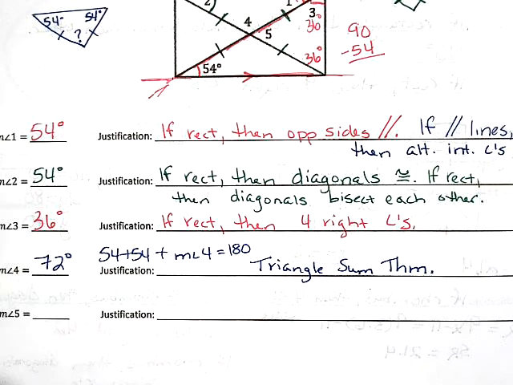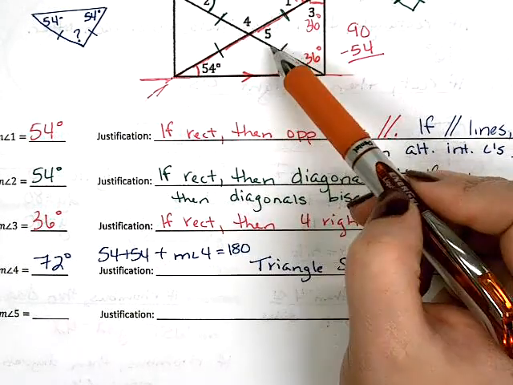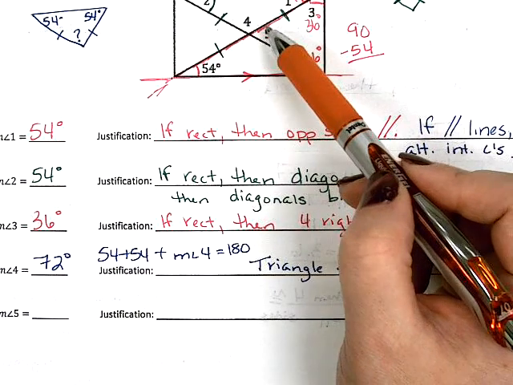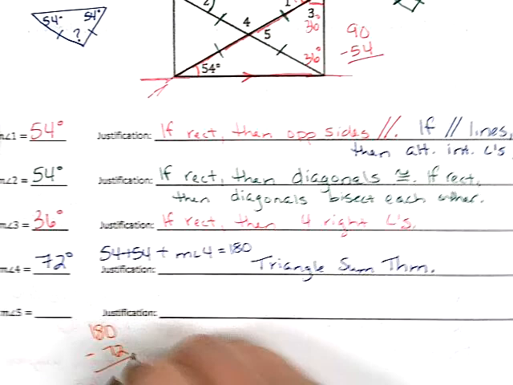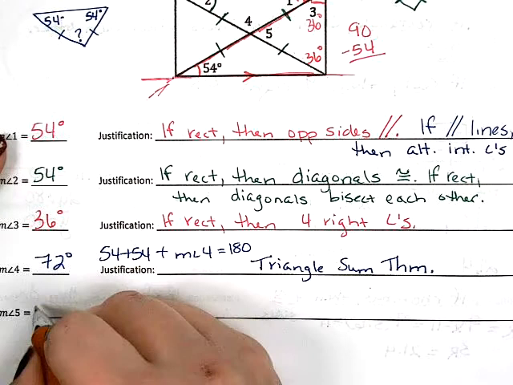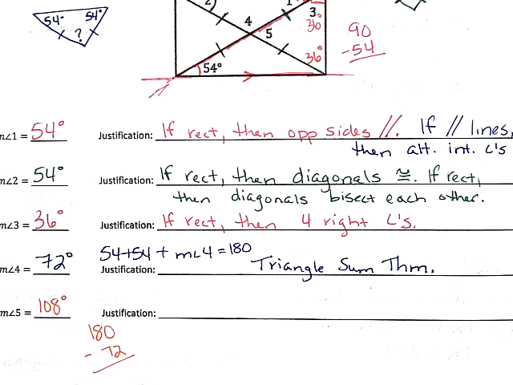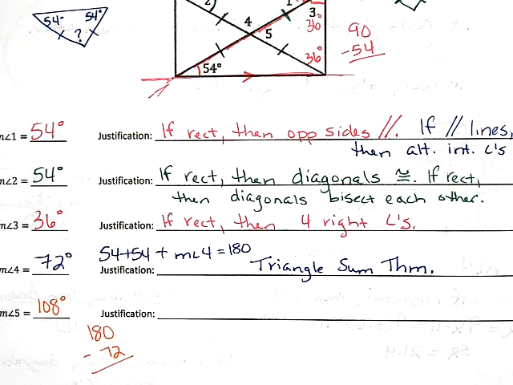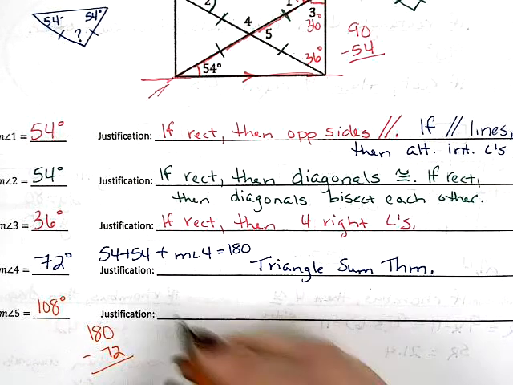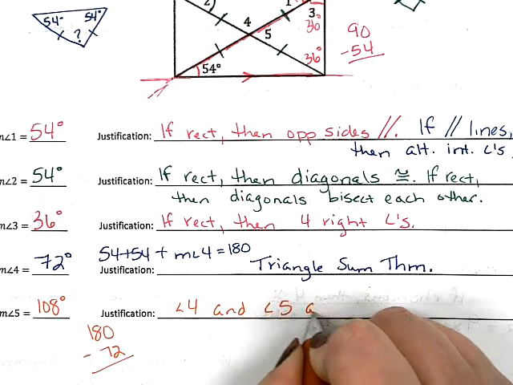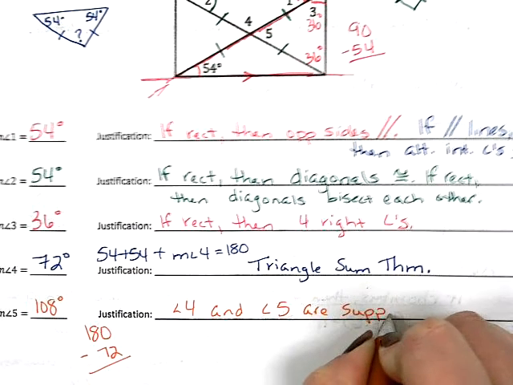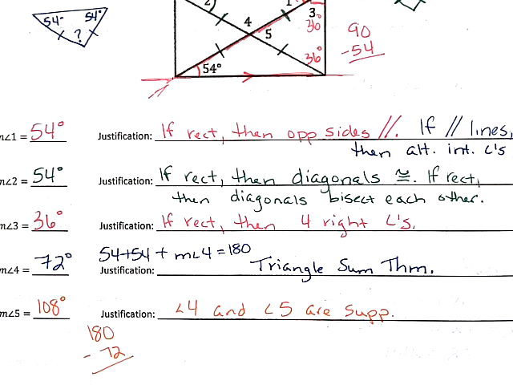One more that we got to do, measure of angle 5. Well, 4 and 5 are next to each other in this picture, which means that they are supplementary. So if I do 180 minus 72, then I get that the measure of angle 5 is 108 degrees. Okay, and the reason that we know that is because 4 and 5 are actually a linear pair, but we're just going to write angle 4 and angle 5 are supplementary. We're not going to jump all the way back to some stuff from chapter 1. So you need to know that idea, but not a theorem behind it.